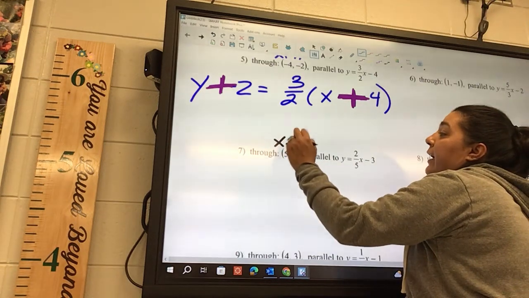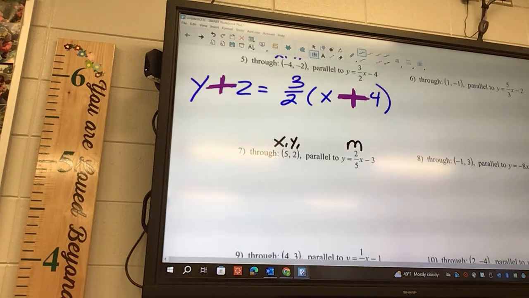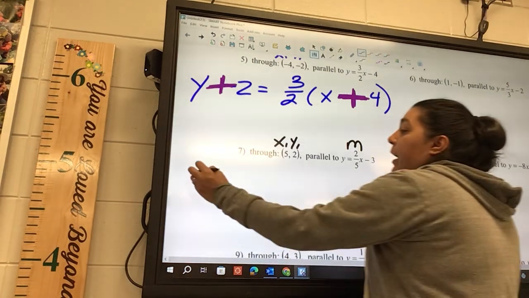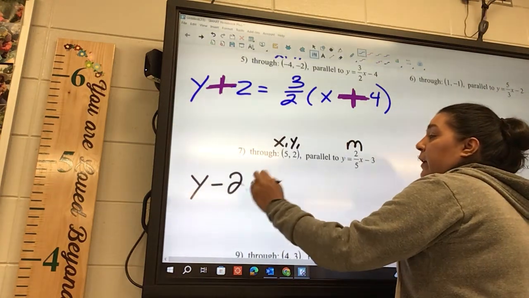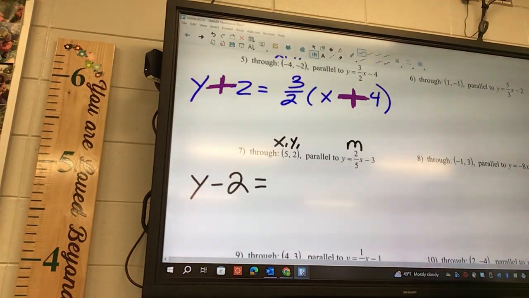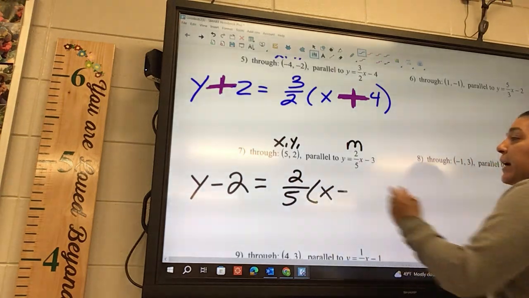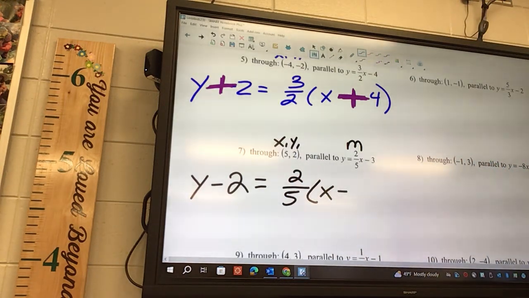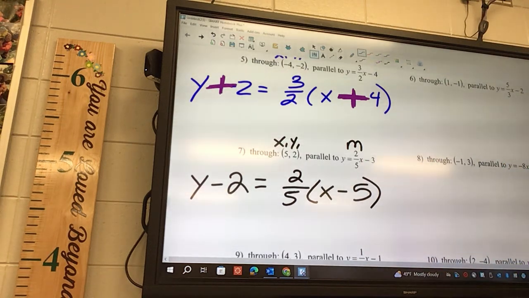Okay, 7, I got x1, y1, and this is my m. So it's going to look like y minus, what is my y1? 2 equals my m. What's my m? 2/5. x minus, what is my x1? 5. Okay, are there any minuses? No, so this one is done.